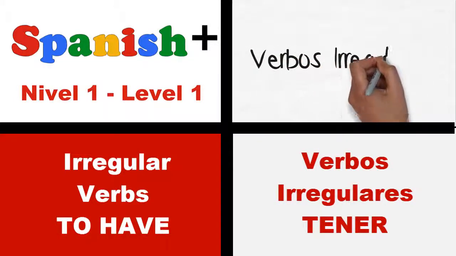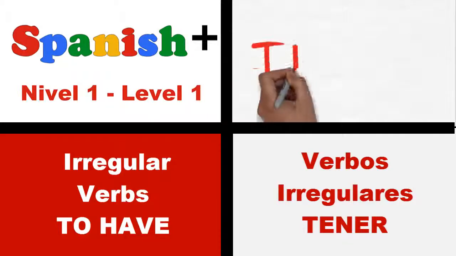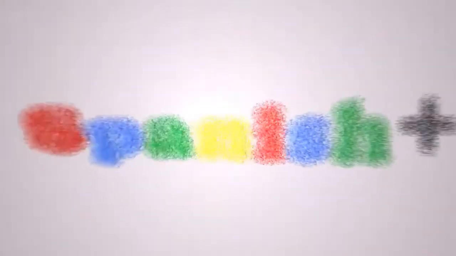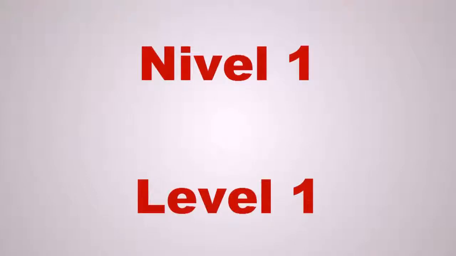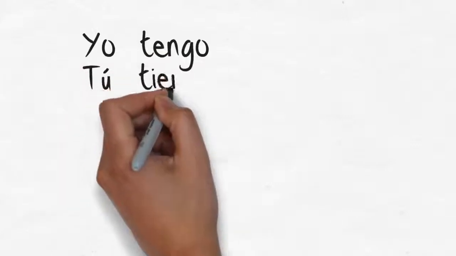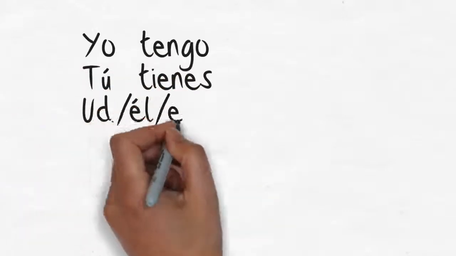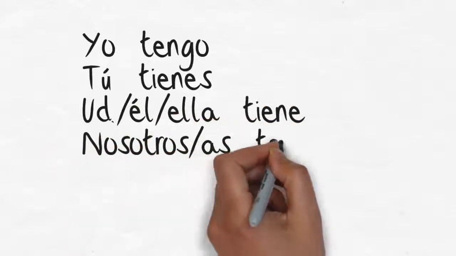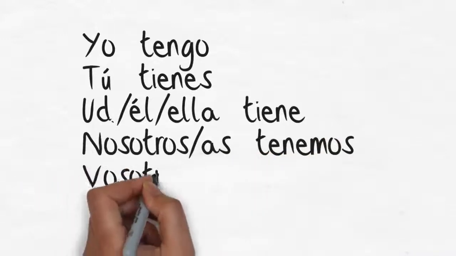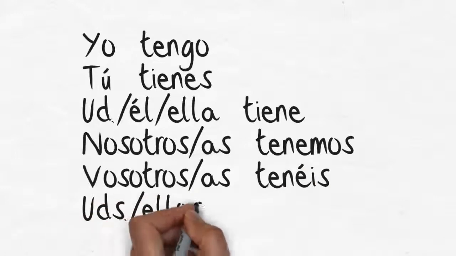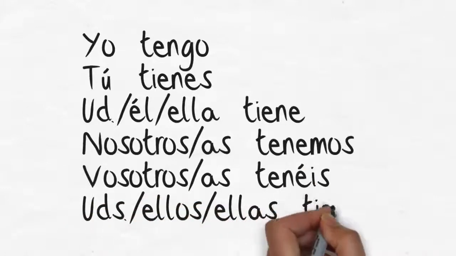Verbos irregulares. Irregular verbs. Tener. To have. Irregular verbs don't follow the same rules as regular verbs. That's why they are irregulars. For example, the verb tener, to have, conjugates like this. Yo tengo, tú tienes, usted, él, ella tiene, nosotros, nosotras tenemos, vosotros, vosotras tenéis, ustedes, ellos, ellas tienen.